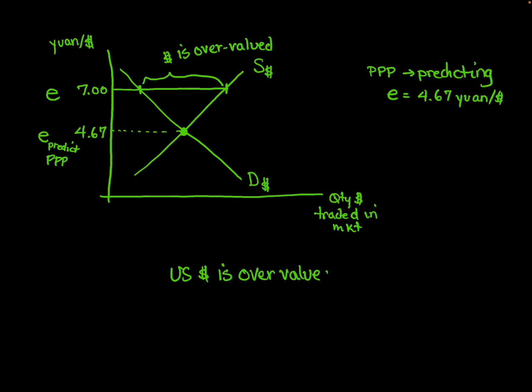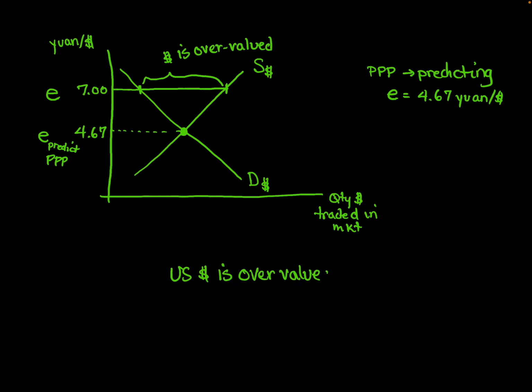And in this case, Chinese goods and services are relatively cheap. And so we would predict, maybe with the passage of time, that the dollar would depreciate in nominal terms to this one that would be consistent with purchasing power parity.